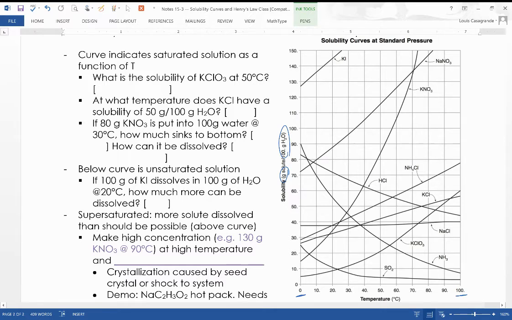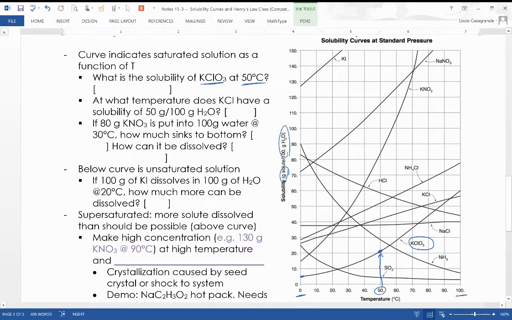So in the first question, I want to know, what is the solubility of potassium chlorate, KClO3? So let's go down and find KClO3 on our plot. And here it is. KClO3 is the line that starts here. And I'm not going to draw the whole thing, but I want to know, what is its solubility at 50 degrees C? So I come to 50 degrees Celsius and come up 50 degrees Celsius until I reach the KClO3 curve.